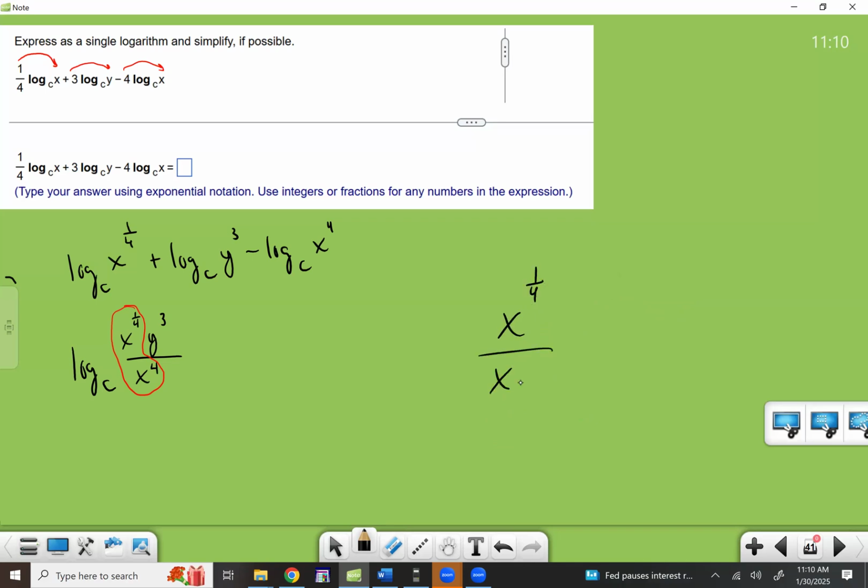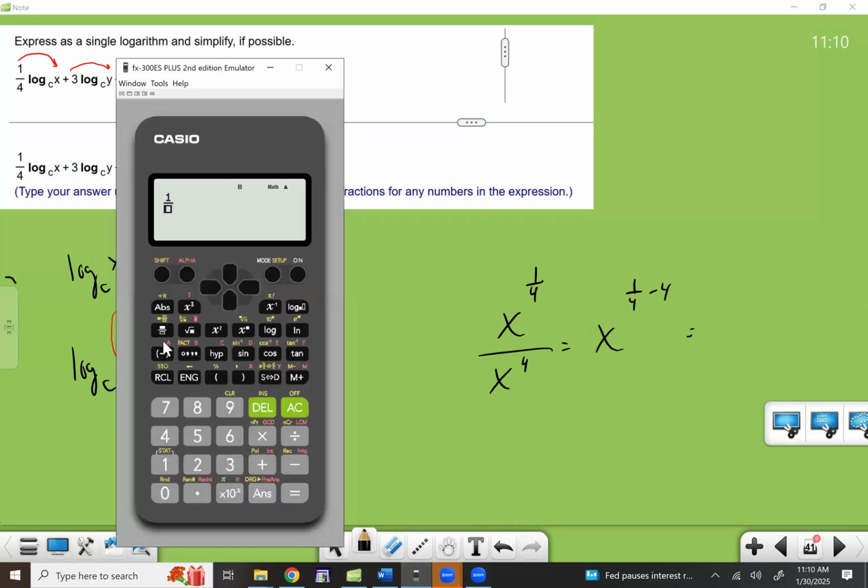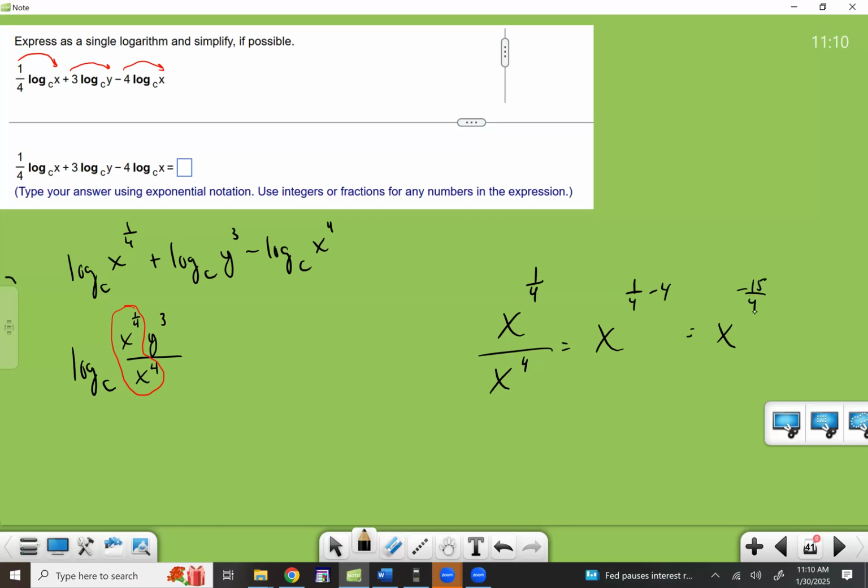So if we use that here, this is going to be x to the 1/4 minus 4, right? So 1/4 minus 4 equals negative 15/4. All right. So then this really becomes log base c of x to the negative 15/4 y cubed.